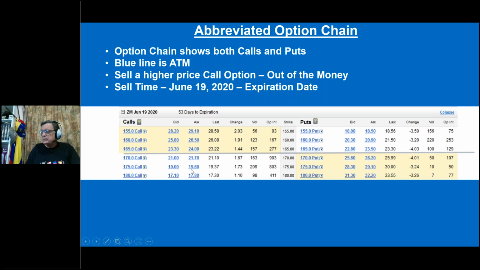So the date I decided to choose for the fun of this was June 19th. Why? Well, all options on stocks expire on the third Friday of the month. So June 19th happens to be the third Friday of that month, so that'll expire. It's going to give me, if you see over here, 53 days from Monday, because I did this work on Monday, okay? 53 days from Monday till then, at which time the option will expire.